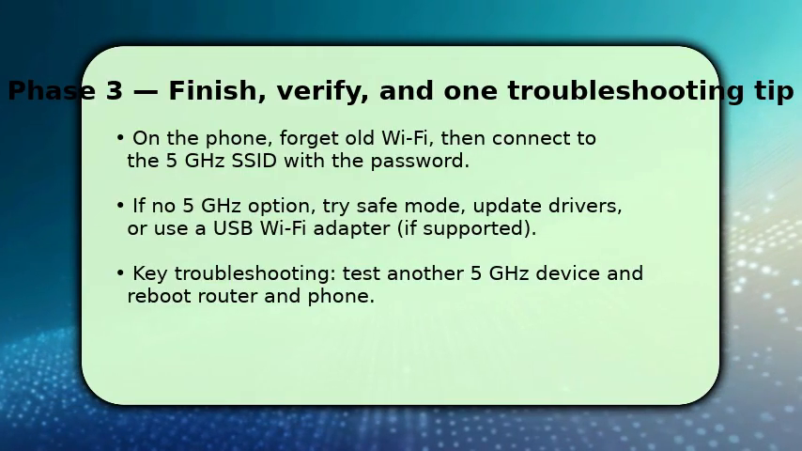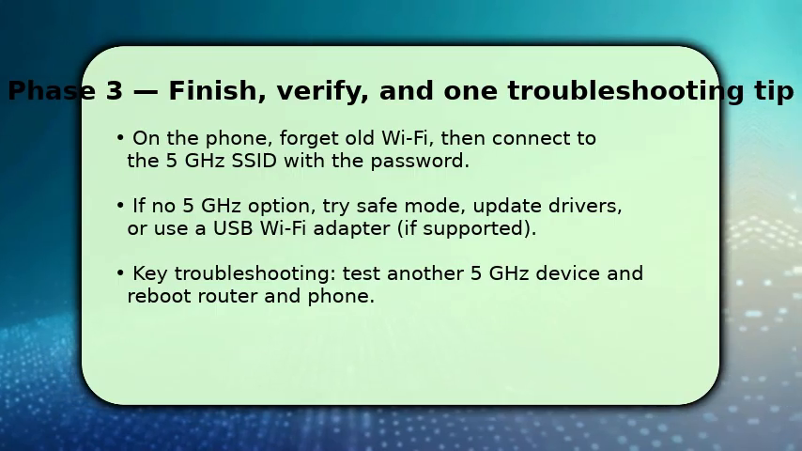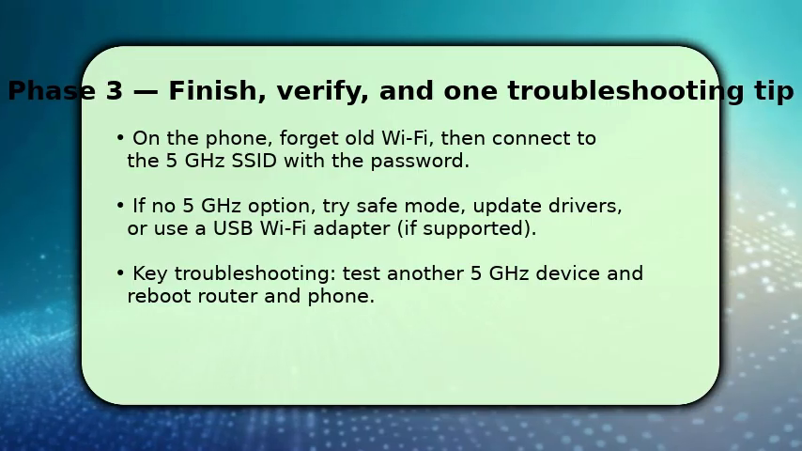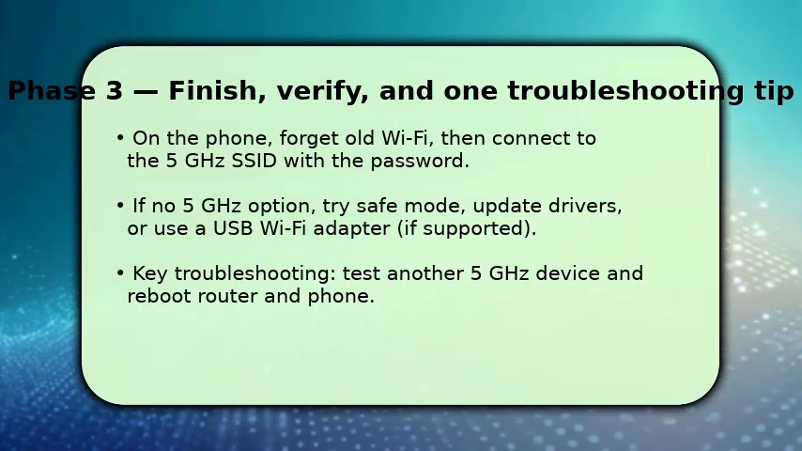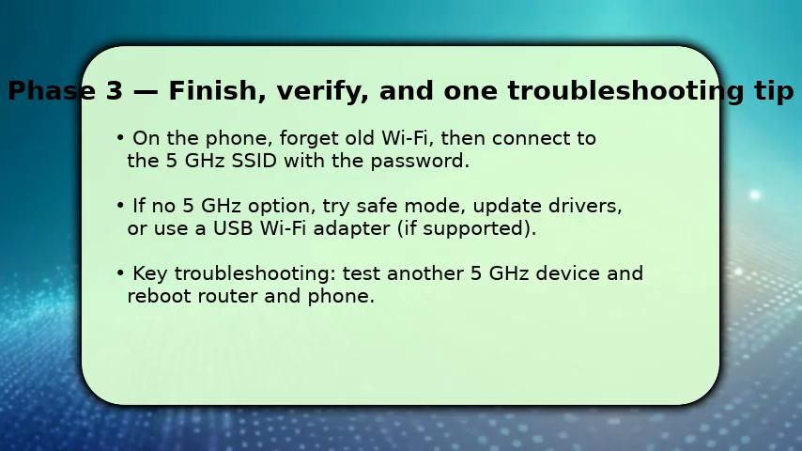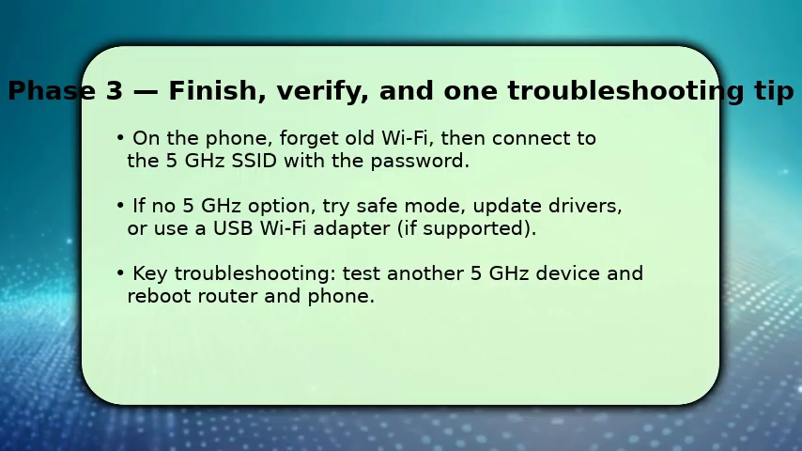If the 5 GHz option doesn't appear, reboot the phone and router, update drivers, and try safe mode to rule out apps blocking Wi-Fi. If the phone hardware truly lacks 5 GHz support, consider a compatible USB Wi-Fi adapter or a wireless repeater that translates 4 GHz to 5 GHz.